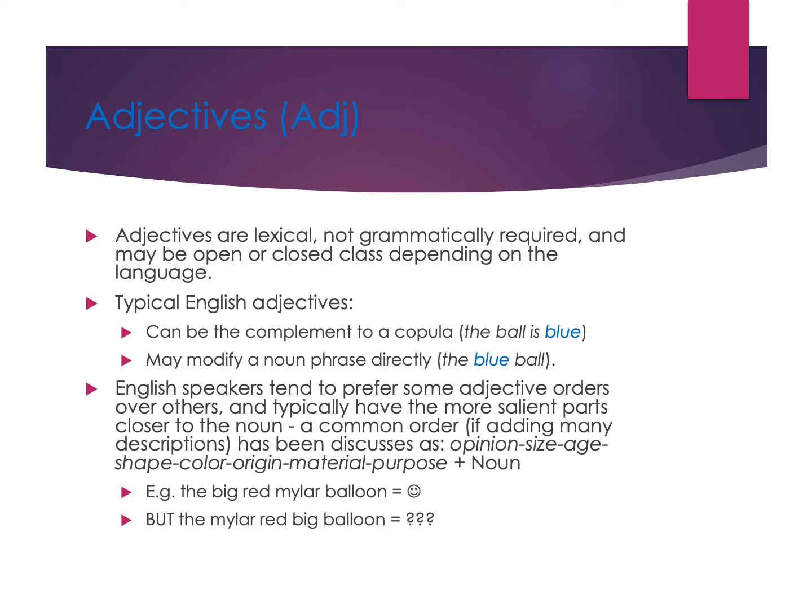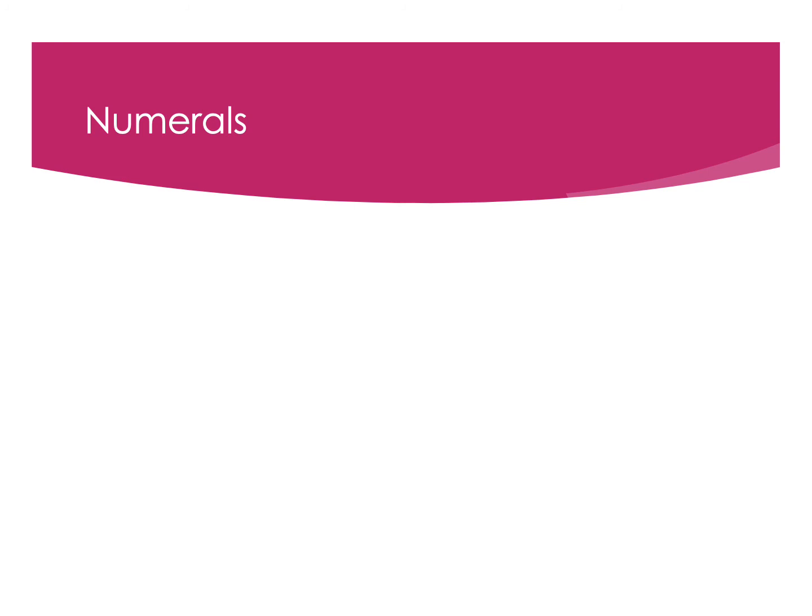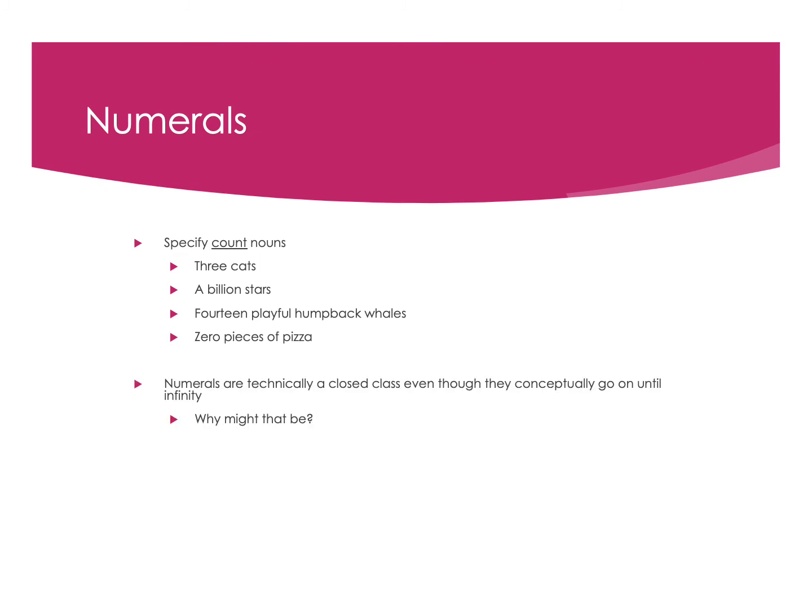There's also a special kind of adjective that we'll talk about with determiners as well, and these are numerals. Numerals can only specify count nouns, so they're very unique in what they can do. So, 3 cats, a billion stars, 0 pieces of pizza. And these are technically a closed class, even though they conceptually go on to infinity, because there's still a very small amount of words that we're using. So as we're talking about larger and larger numbers, we're just reusing a very small set of numbers. And it's very hard to change that number system. We don't really add or change any of our numbers that we're using frequently.